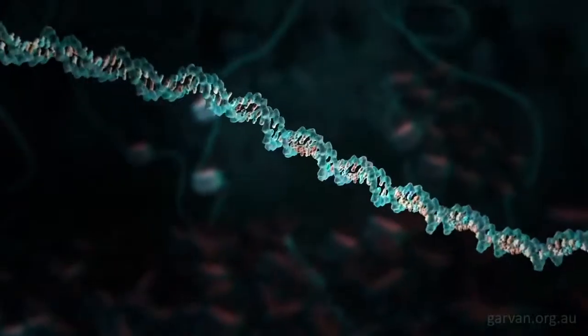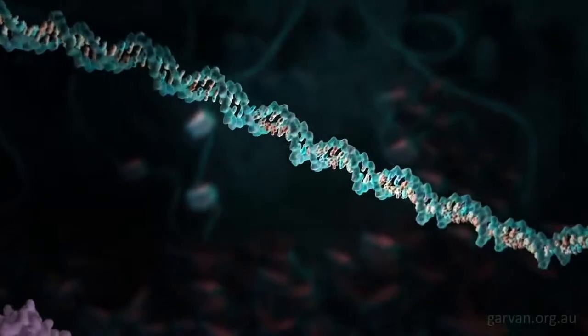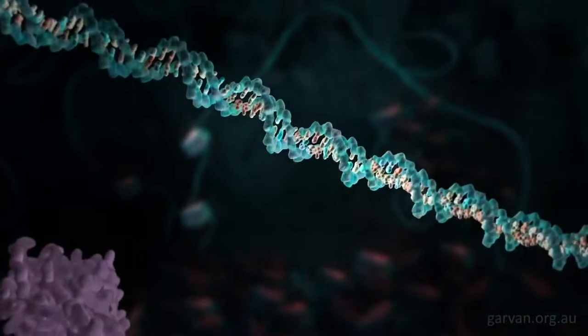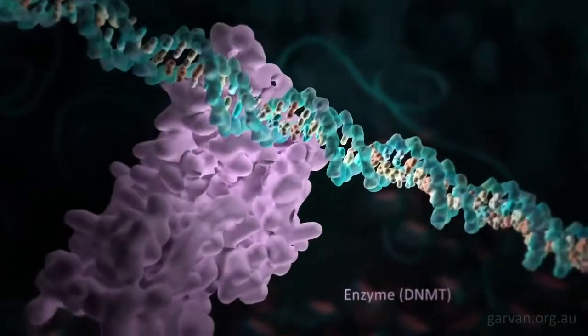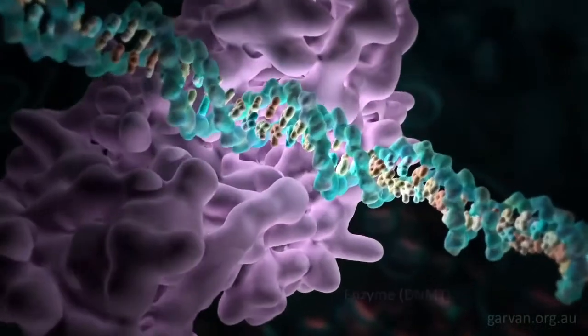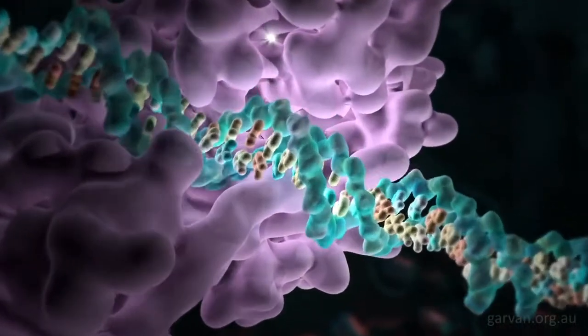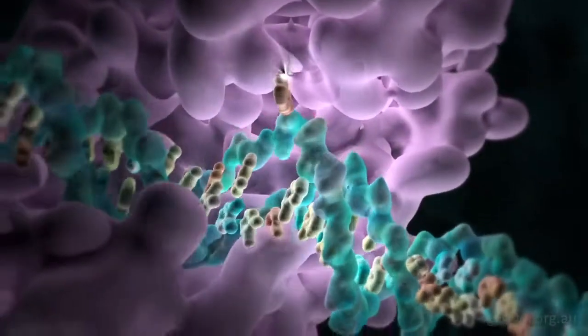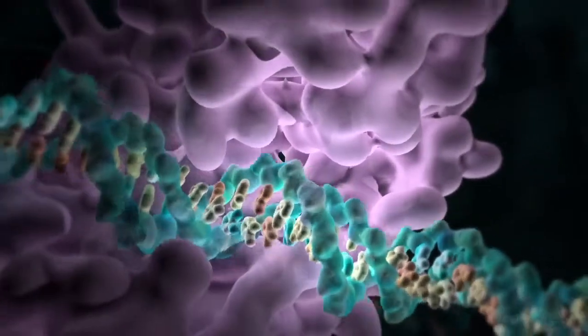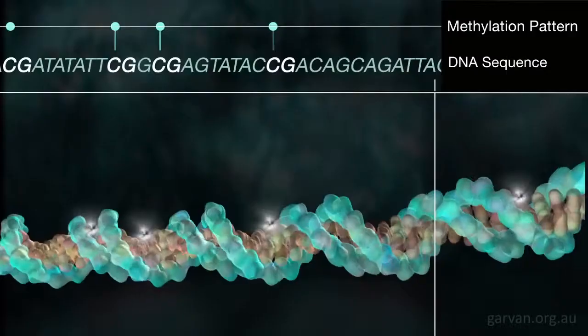One of the ways genes can be switched off is by adding tiny chemical tags called methyl groups, shown here as bright particles. Here the enzyme DNMT attaches to the DNA and a methyl group is transferred to a cytosine base that has rotated out from the DNA strand. This process, called methylation, mainly occurs where cytosine is followed by guanine, or CpG sites.